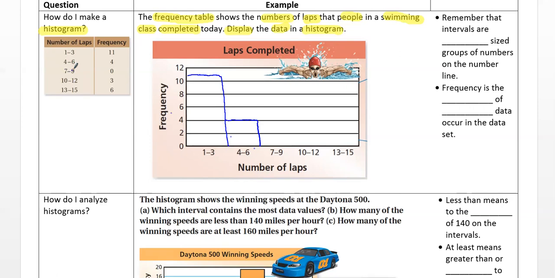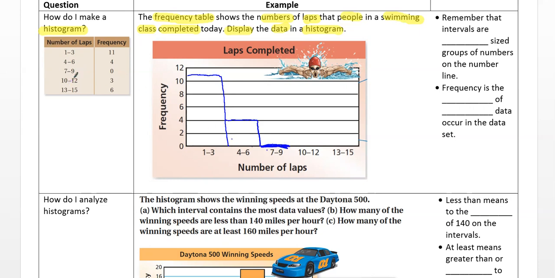Now, what's that word again, where it's the range of numbers and they're all the same size? Oh yeah, the interval 7 to 9, and its frequency is 0. So that means nobody. So I'm just going to make a little line here at 0, which just means nobody.